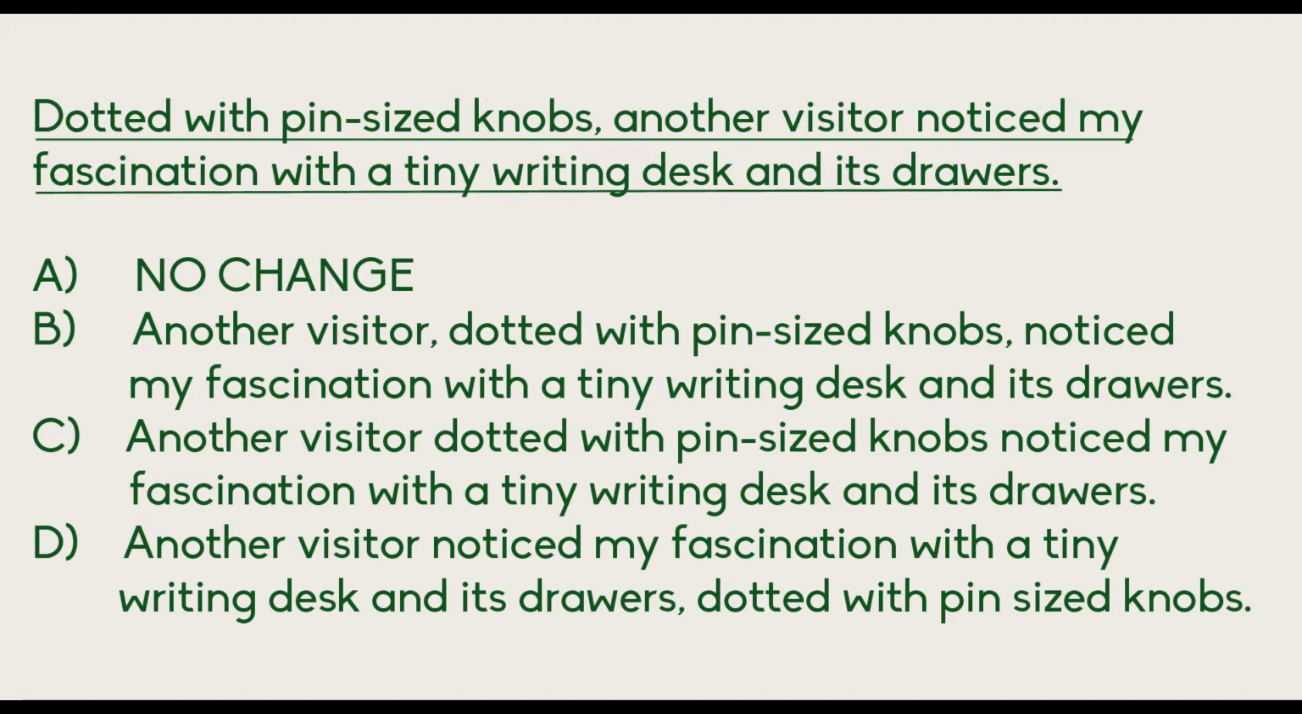Another visitor noticed my fascination with a tiny writing desk and its drawers, dotted with pin-sized knobs. And it would make more sense for a tiny writing desk to be dotted with pin-sized knobs. The drawers of this tiny model desk are going to have little doorknobs on them, and that is the modifying clause that makes sense. It is the drawers that are dotted with knobs, and only answer choice D makes that abundantly clear, whereas A, B, and C make it seem like a person is dotted with pin-sized knobs, which doesn't really seem to make that much sense.